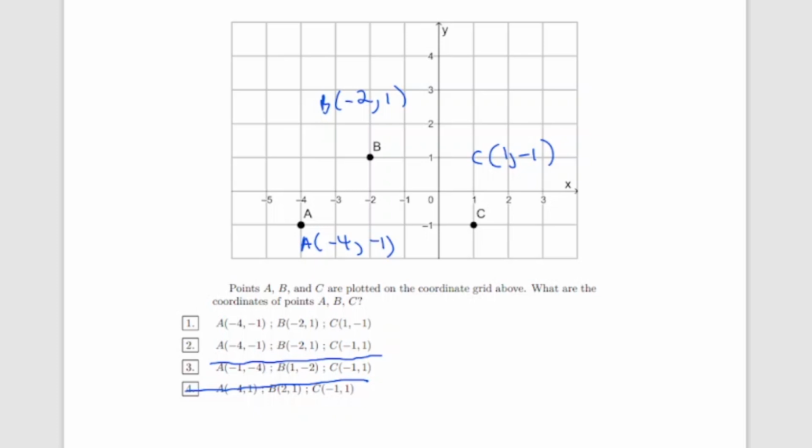And then we're looking for B of -2, 1. So both are in the running. And then we're looking for a C of 1, -1. So this is the correct answer. So number 1 is the correct answer.